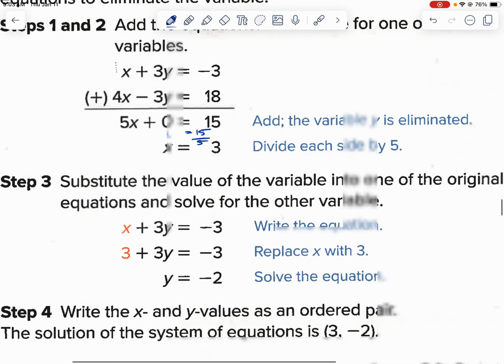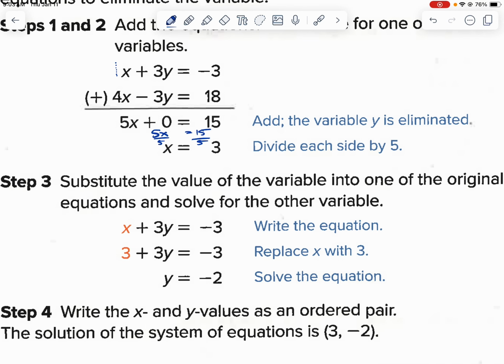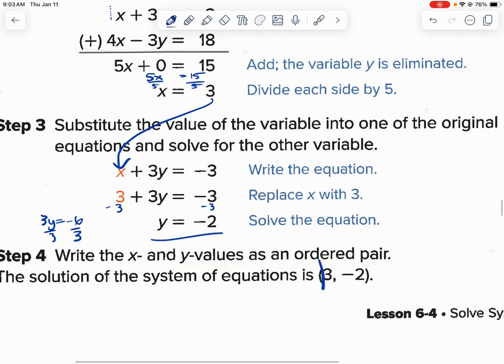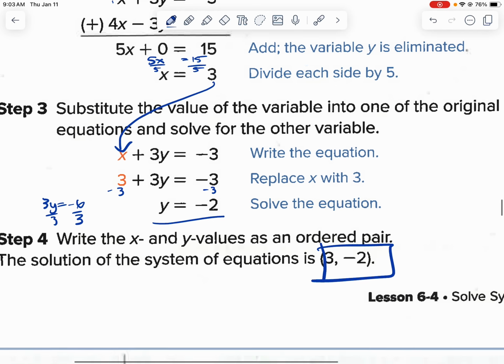Then you plug it back into one of the two original equations, and they decided to plug it into the first equation for x. Replace that. I'm going to subtract 3 from both sides. I would get 3y equals negative 6, divide by 3, and that's how they got y equals negative 2. So it's the point (3, -2). Notice every time there are parentheses around the answer.